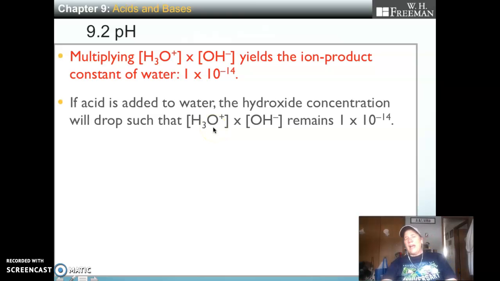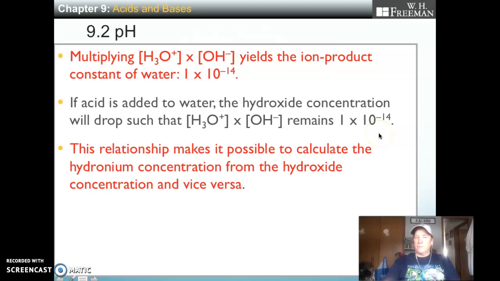So if acid is added to water, the hydroxide concentration will drop and the hydronium will increase. If you add acid to your water, this is going to get larger, this is going to get smaller, but the two of them together will always equal this. That relationship makes it possible: the two of them always equal 1 times 10 to the negative 14th. If you know one, you can always find the other.